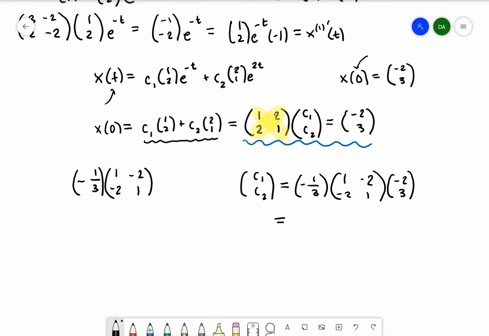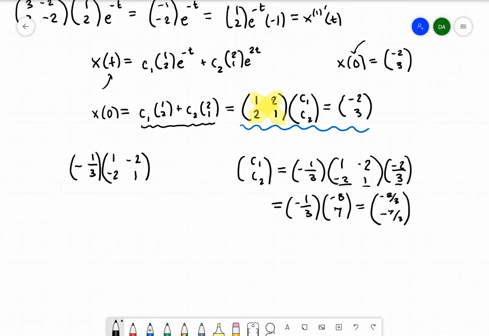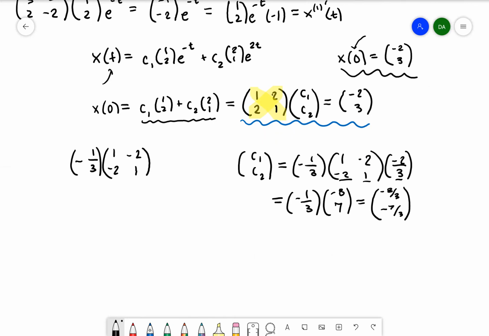And so what do we get for this? I'll do the multiplication by the fraction at the end. I get negative 2 minus 6, so that should be negative 8. And negative 2 times negative 2, that's 4, plus 3, 7. And so what we get is the vector (-8/3, -7/3). And so now our solution, given this initial condition, x of t equals negative 8/3 (1, 2) e to the minus t, minus 7/3 (2, 1) e to the 2t.